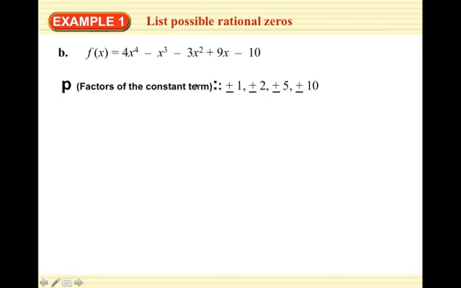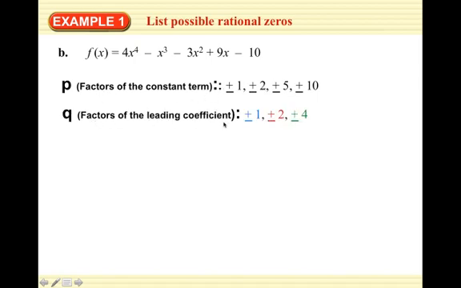All right, so let's list our p's, the factors of our constant term, -10. So again, you start with plus or minus 1, and then you go from there. Plus or minus 2 works, 3 doesn't, 4 doesn't, plus or minus 5 does, 6 doesn't, 7 doesn't, 8 doesn't, 9 doesn't, 10 does, and that's the tie. It equals the constant, so we know we're done.